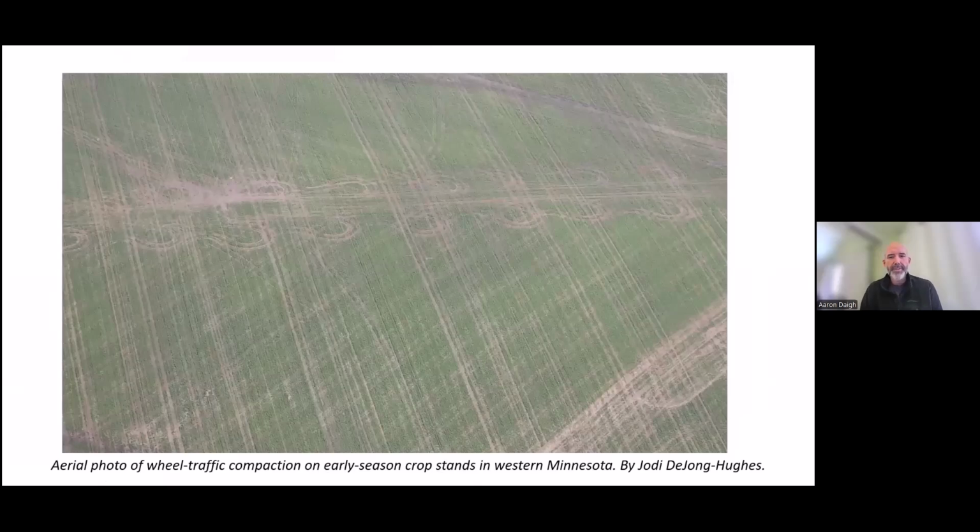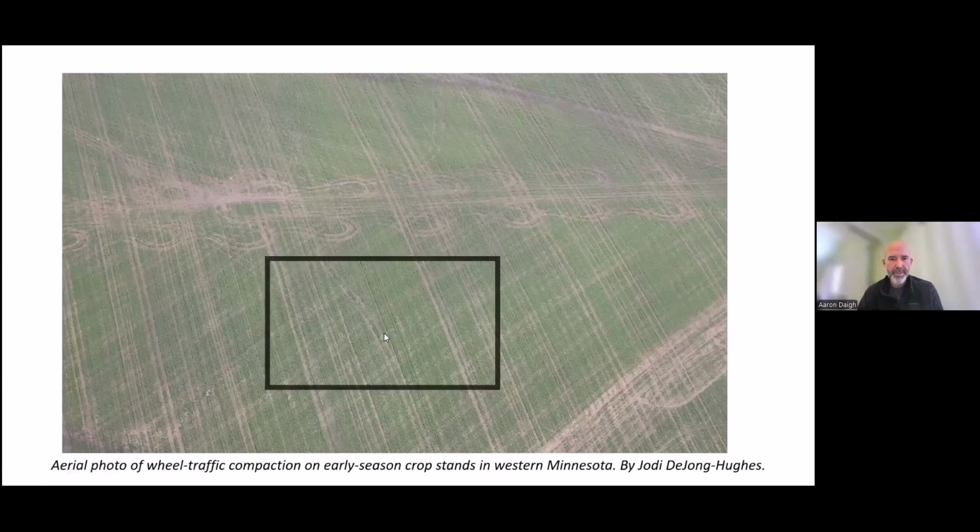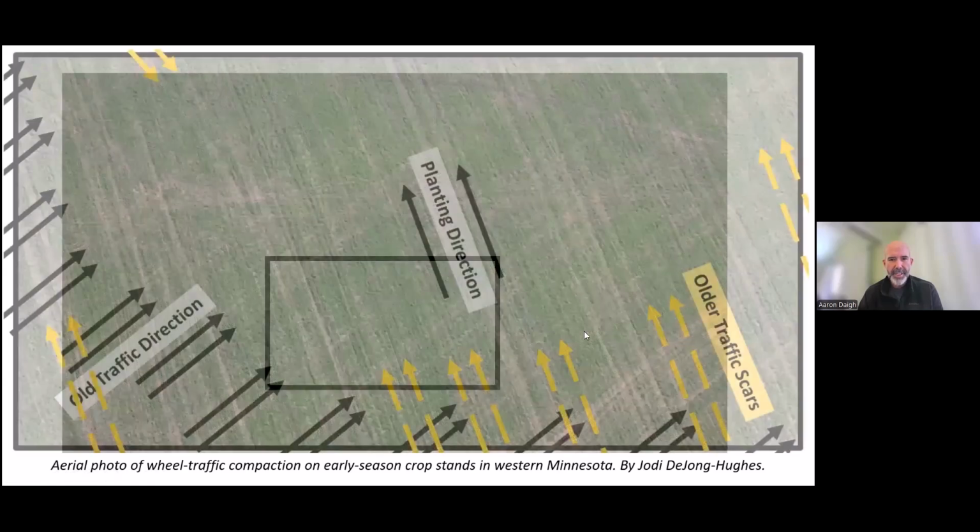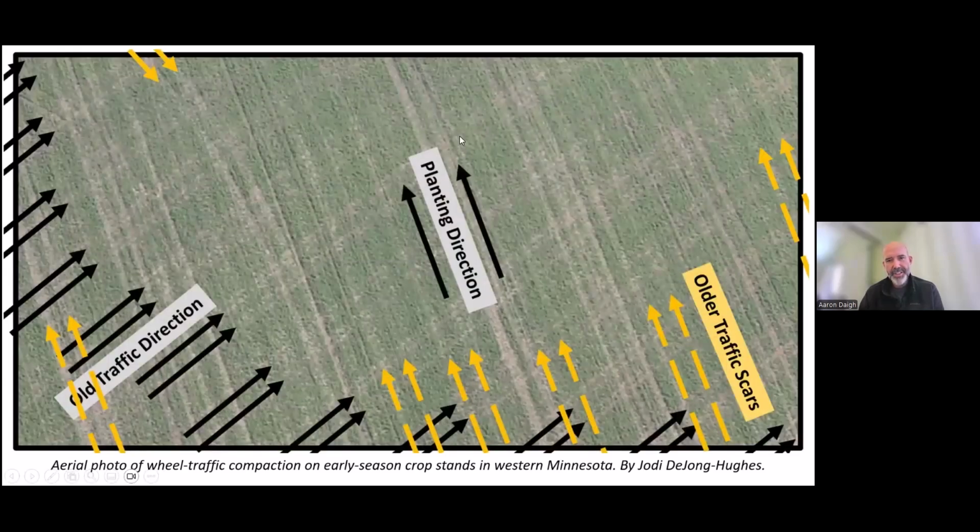And we can see this out in fields. This is an aerial photo of wheel traffic compaction taken in western Minnesota by a good colleague of mine, Jody DeJong Hughes, that I've worked with for years on tillage and compaction. You can see all the traffic out in this field. But take a closer look here, and you can see the planting direction in this field. You can also see old traffic lines cutting at an angle against the planting direction. You can also see older traffic scars that are not from the current year.